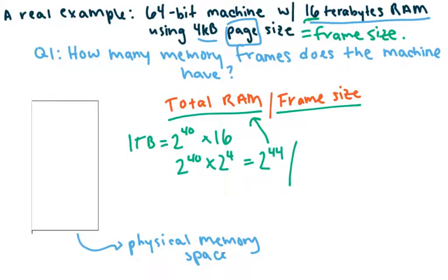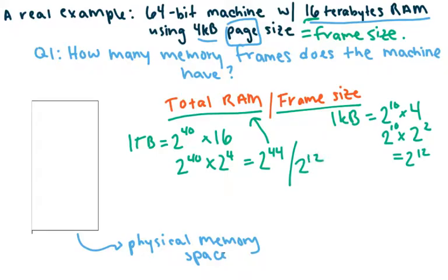So what's the frame size? Frame size is 4 kilobytes. 1 kilobyte is equal to 2 to the 10th, and we have 4 of those, so times 4. This would be 2 to the 2nd times 2 to the 10th, which equals 2 to the 12th. So we'll divide 2 to the 44th by 2 to the 12th. And when you divide, you subtract the exponents. So you're going to get 2 to the 32nd.